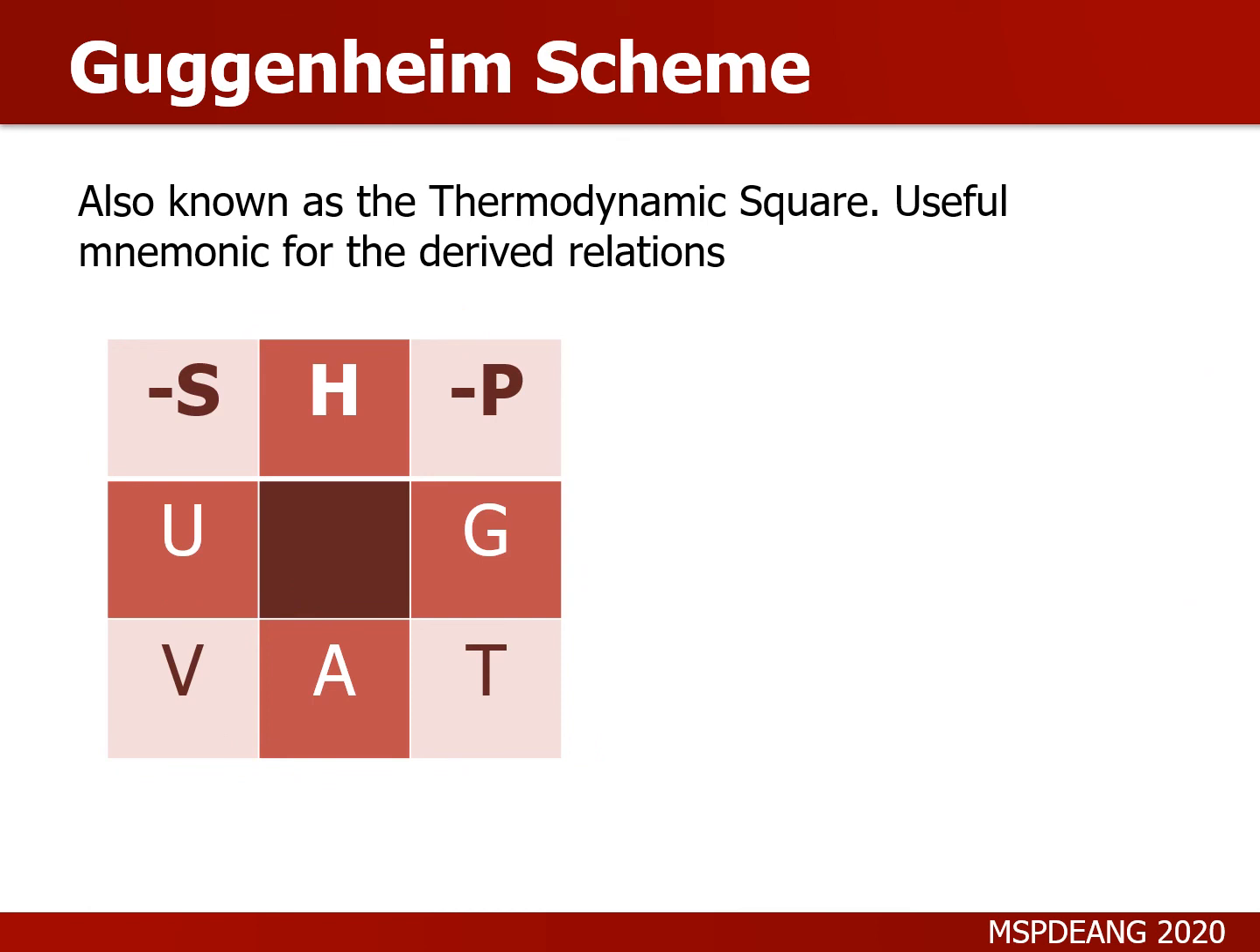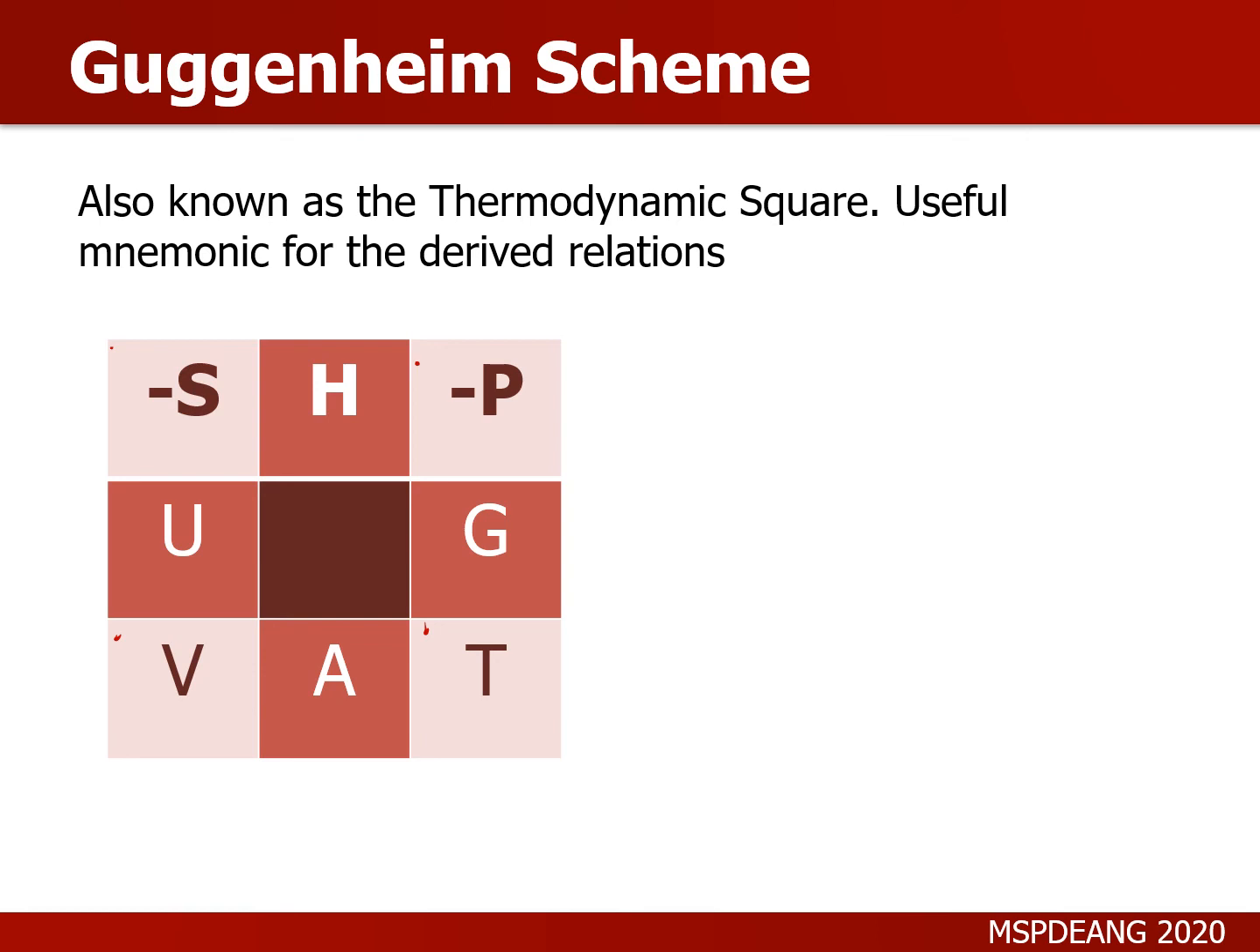And last but not least, how do we write Maxwell's relations using the Guggenheim scheme? Again, we have four corners. The four corners represent S, V, T, and P. And those are the variables in our Maxwell's relations, in terms of those four variables only. So how do we use this?